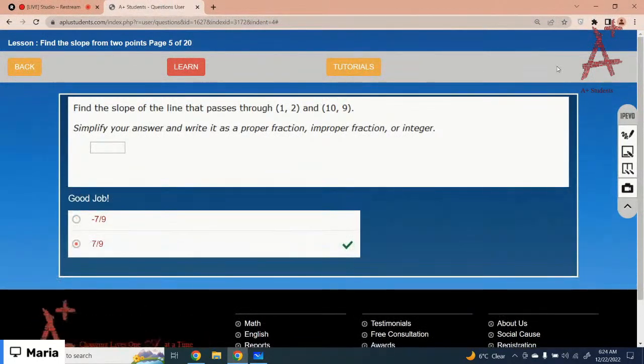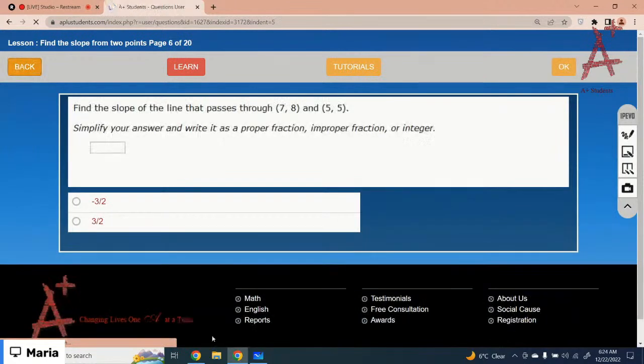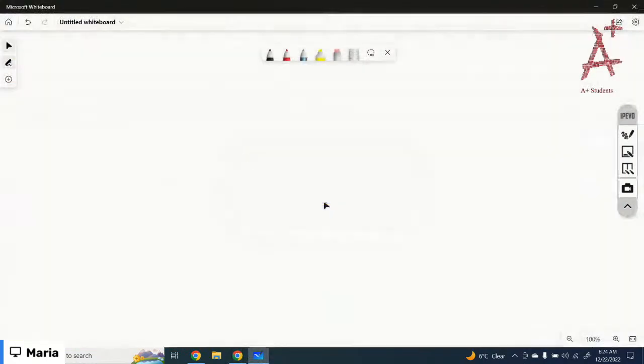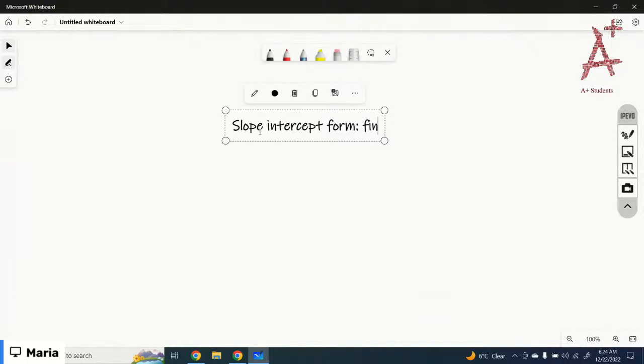Let me just move on to the next topic. And the next topic is slope intercept form. Find the slope and y-intercept.